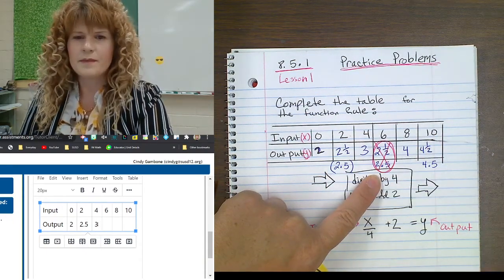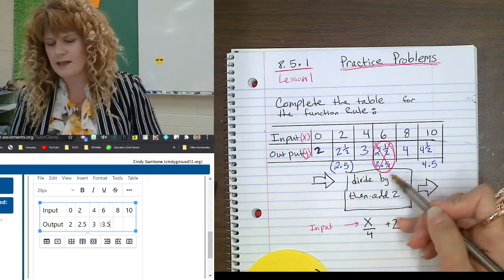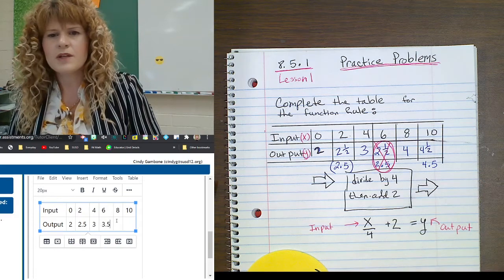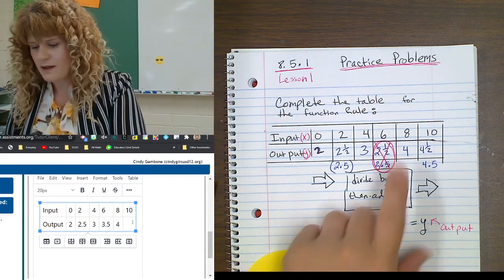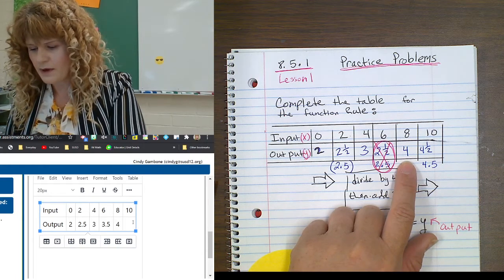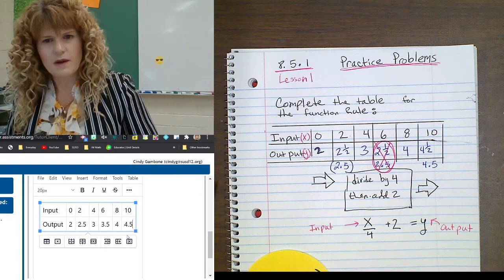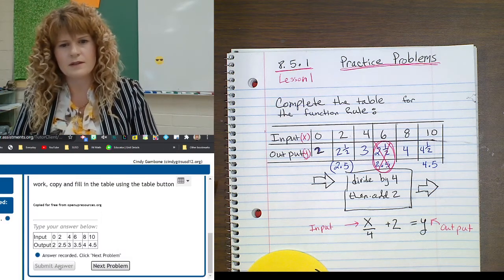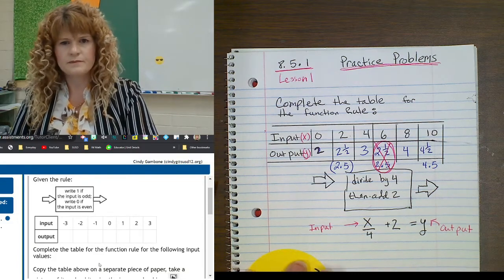My mistake. I thought those answers didn't sound right. How could I have a repeat if I didn't repeat inputs? Make sure you fix your mistakes before you submit it. If I input 8, it's 4, and if I input 10, it's 4.5. Okay, and then submit your answer. Let's do the next one together.